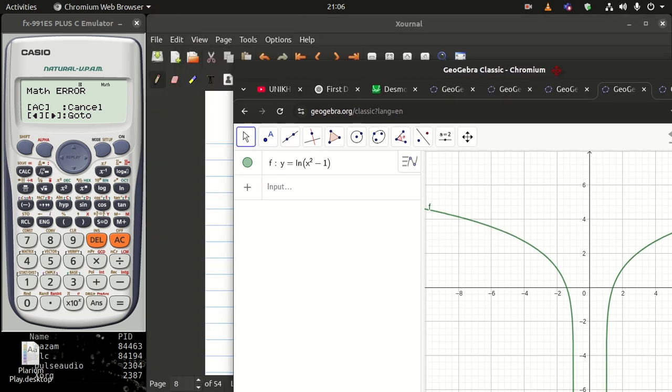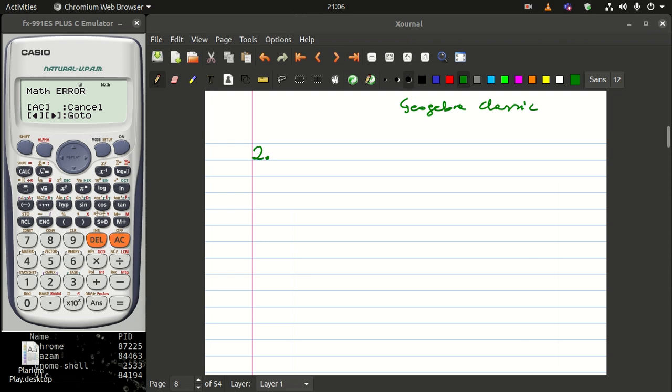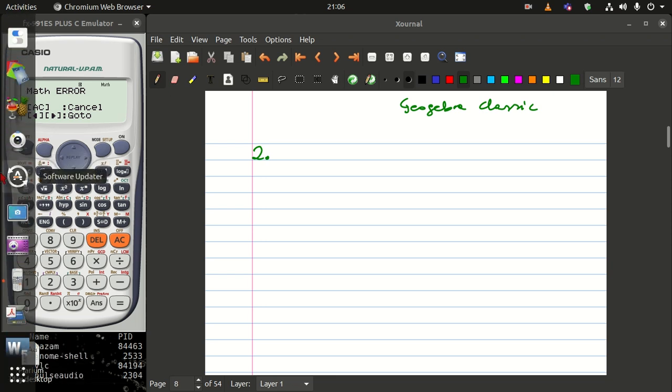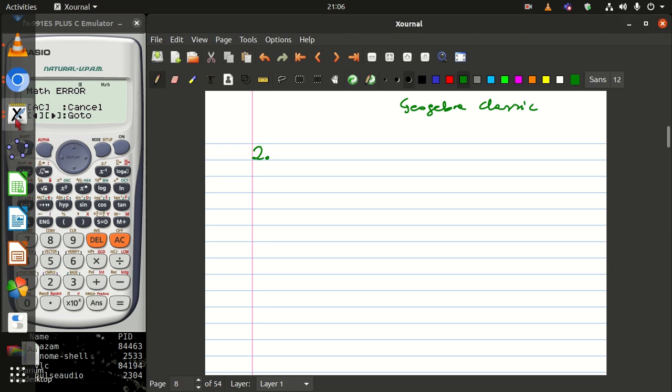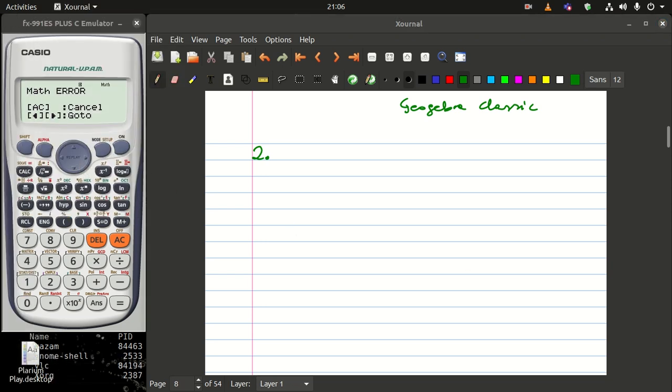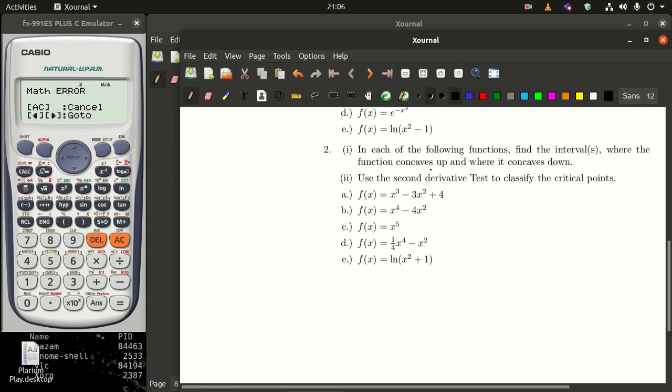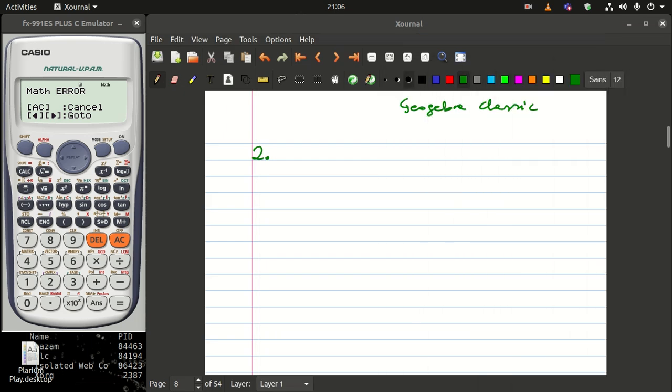So just for you to know, so that you can test your answers. The second question was based on the second question here. It said, in each of the following functions, find the intervals where the function concaves up and where it concaves down. And the second part said, use the second derivative test to classify the critical points. I want us to answer these 2 questions separately.